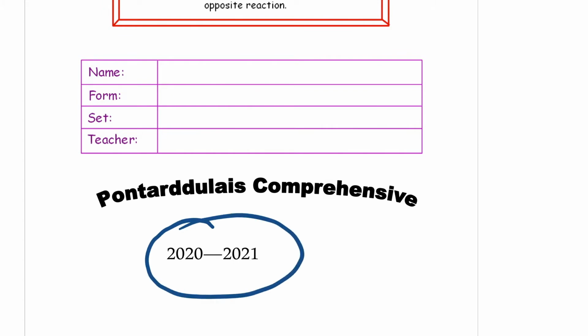You know it's the right one. It's got this year's date on the front of the booklet at the bottom, so you know you haven't got any previous years.